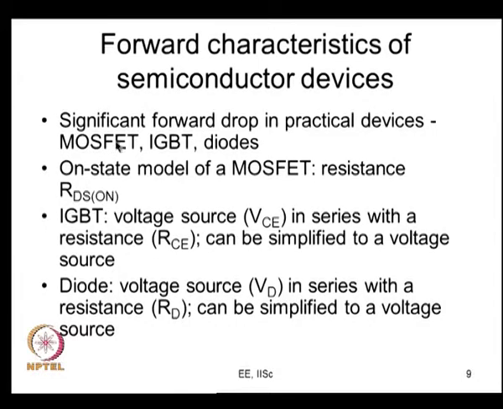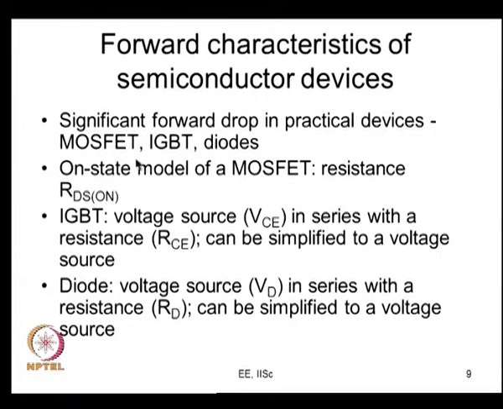So, you go by individual devices: there is MOSFET, there is IGBT, there is diode. If the MOSFET is conducting, what is the relationship between the voltage across the MOSFET and the current through the MOSFET? That is what is called the forward characteristics. It is the relationship between the forward voltage and the forward current, that is, when the device is conducting, what is the voltage drop vis-a-vis the current through the device.